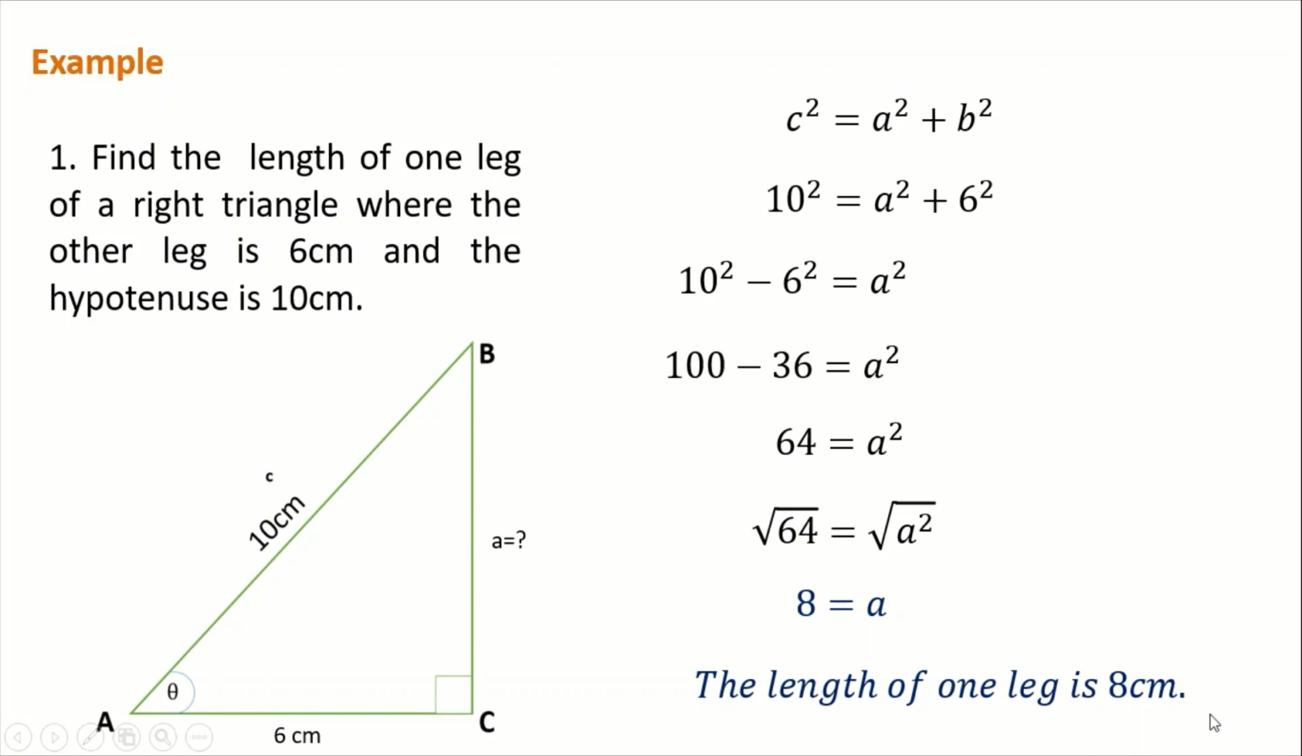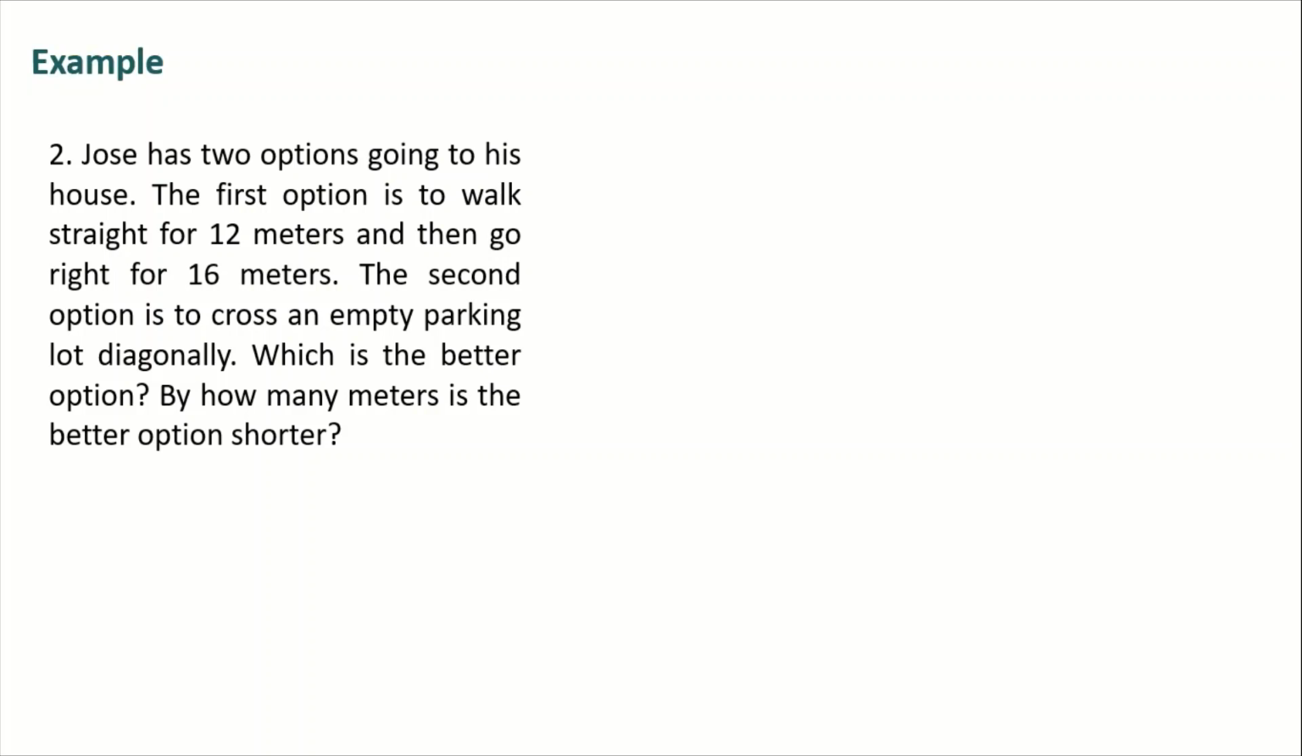Alright? So another example is we have Jose has two options going to his house. The first option is to walk straight for 12 meters and then go right for 16 meters. The second option is to cross an empty parking lot diagonally, which is the better option. By how many meters is the better option shorter?